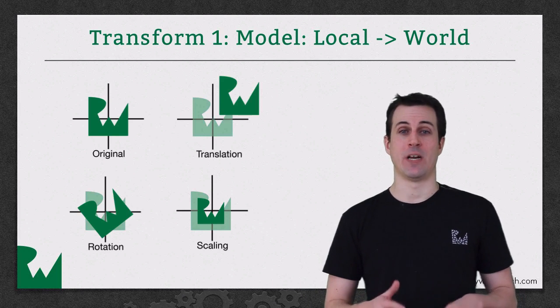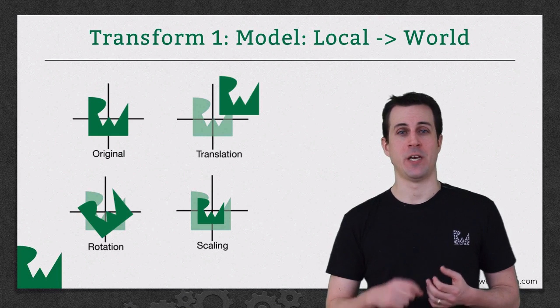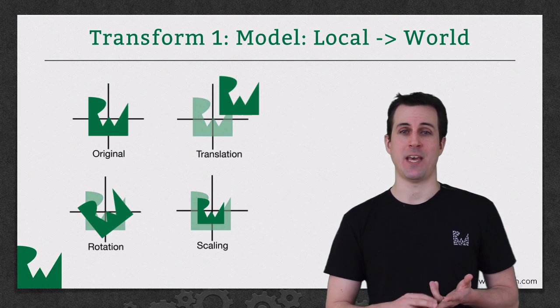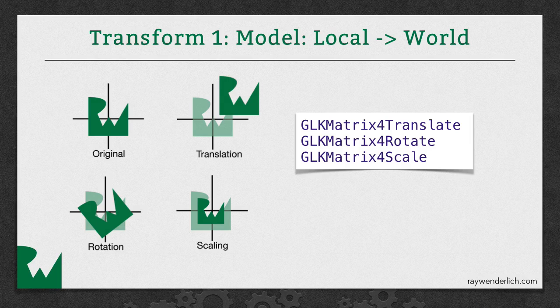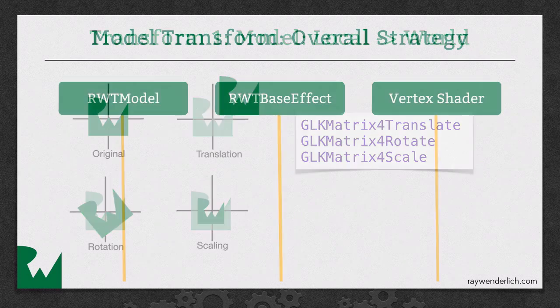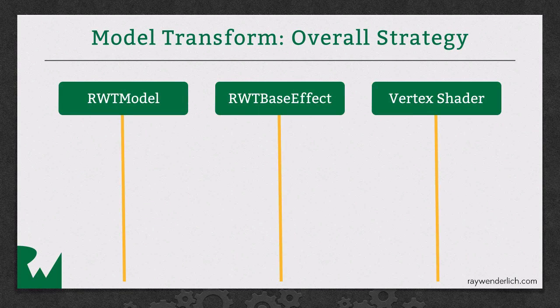So what we're going to do is add a couple of properties on our model object for position, rotation, and scale. Then we'll use the GLK math routines like you see here to generate a matrix for each of these different types of transforms. Finally, we'll multiply all of these transforms together into a final transform, which is a combination of these 3, called the model transform. Let's take a deeper look at the overall strategy of how this is going to play out in code.